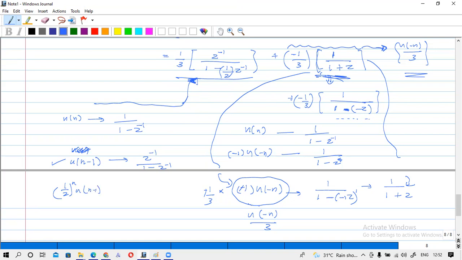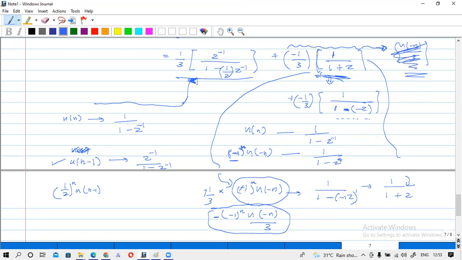So this also should be n, minus 1 n. Okay, correct. Mistake here. This should also be minus n. So here minus n, and here also minus 1 n is there, and like this. So this is not the answer actually.